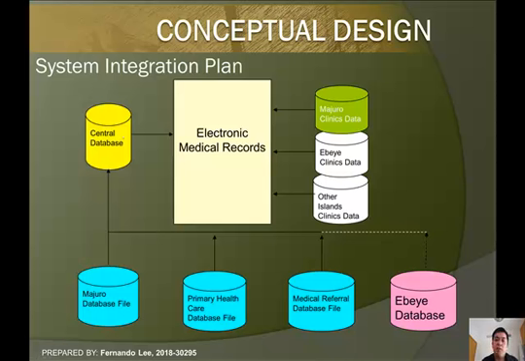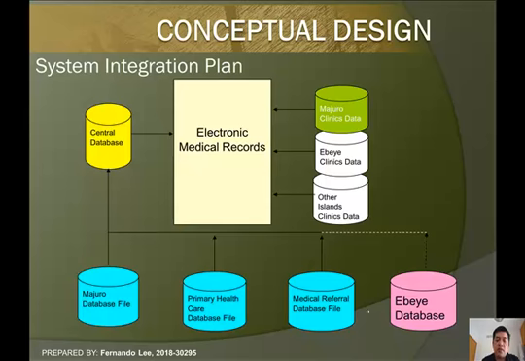So basically this is the conceptual design. In the center we have the electronic medical records, which is from the central. We have the main database, and then on the right side we have the clinics. Below are the databases from different hospitals.